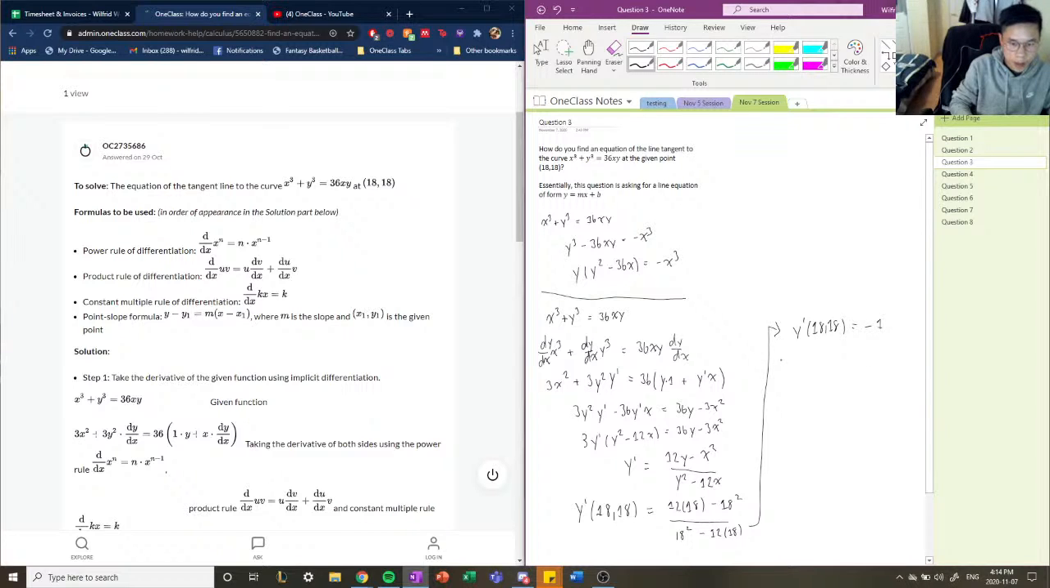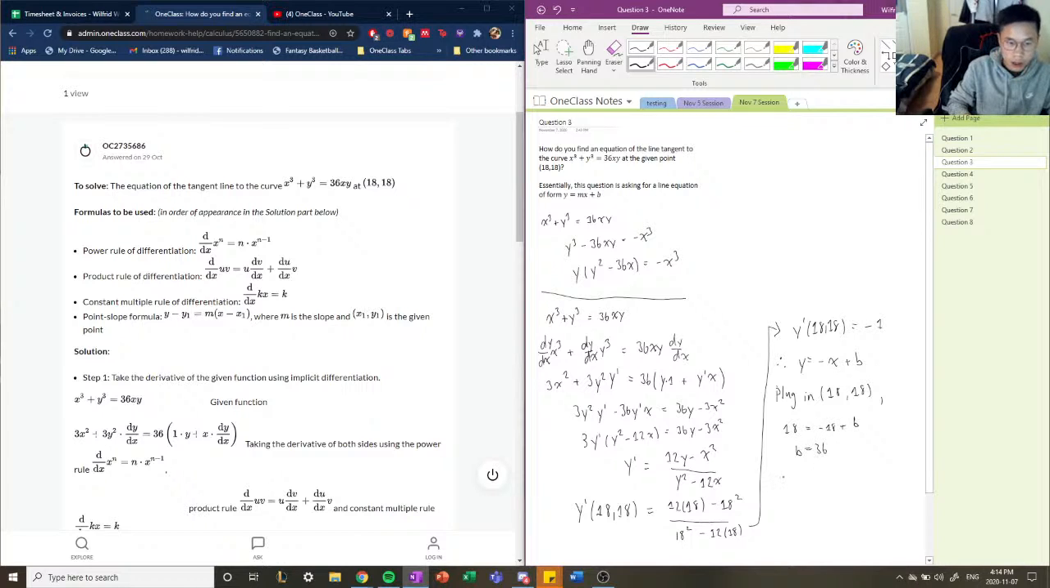Okay, so now, therefore, our line equation is y equals -x plus b, and we just plug in 18 of 18 to find our y-intercept. So 18 equals -18 plus b, so b equals 36.